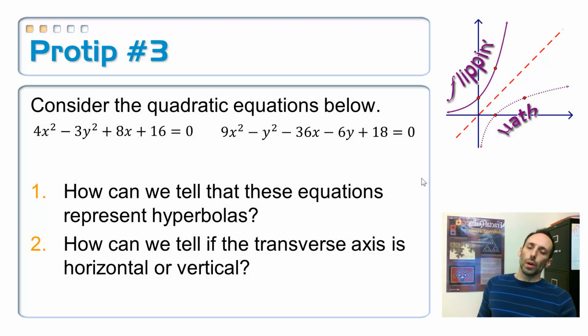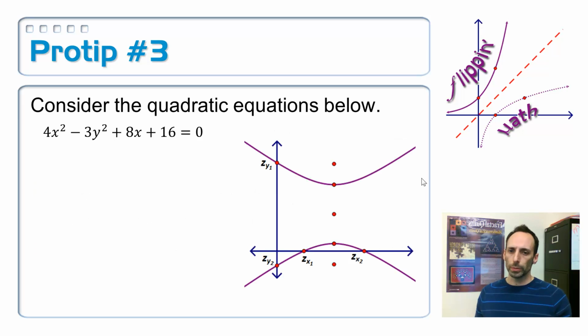Okay, so next pro tip. If I just look at the two equations in general form, when it's all expanded out like that, it looks like a general form. Question is, how could I just look at it and go, hey, I've got hyperbolas? Is it also possible to look at it and go, oh, I have a horizontal versus a vertical transverse axis? So let's take a look, just like we've done before with the ellipses and the parabolas.